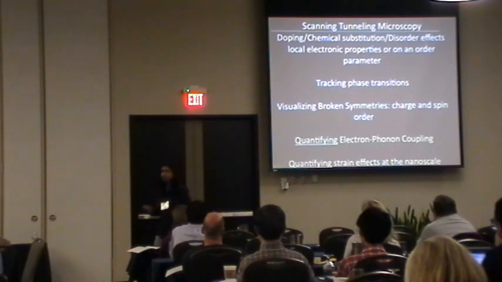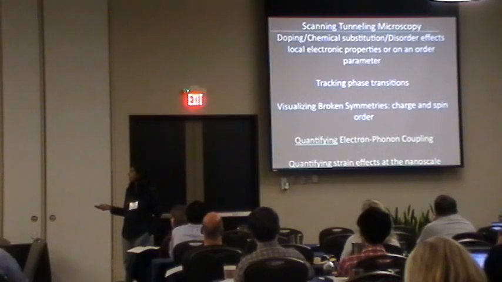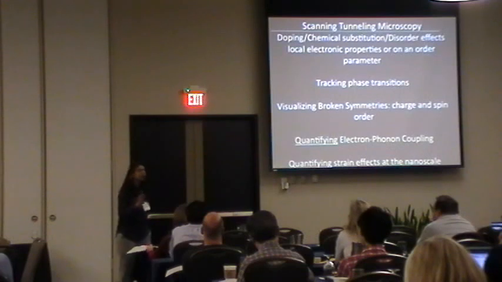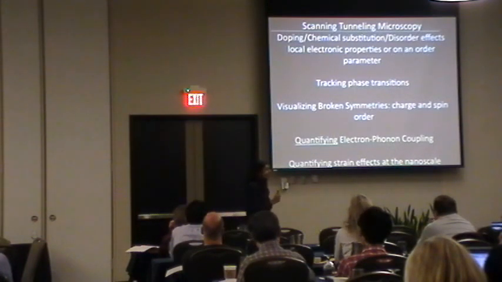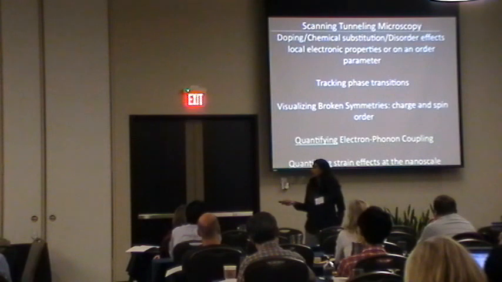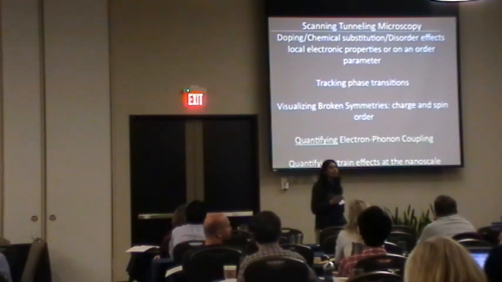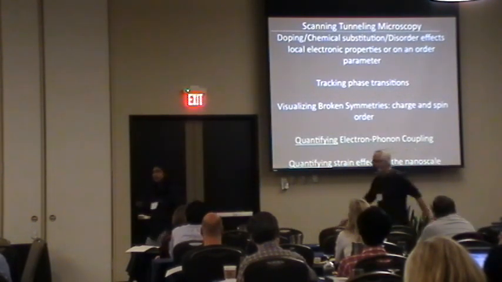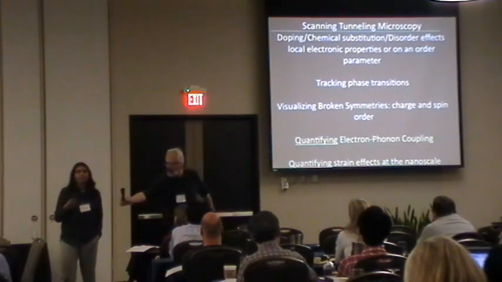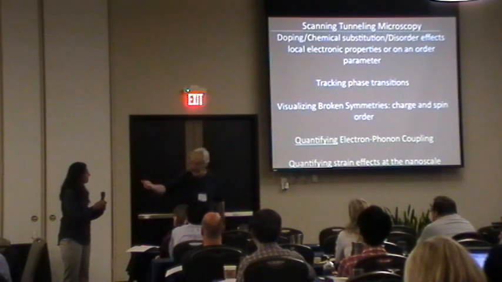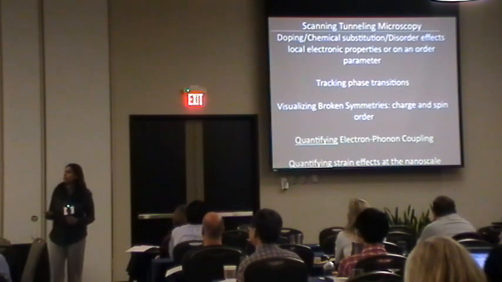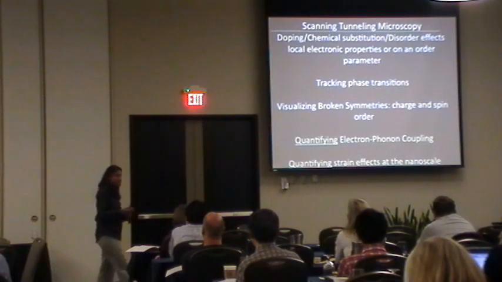But what I'd like to talk about today is how you can use the scanning tunneling microscope to get quantitative information on two different things. One is electron-phonon coupling, and the other is strain. By strain, I mean the strain tensor. We can actually measure the strain tensor at the nanoscale. But not only can we measure the strain tensor, we can also, at the same time, study the effects of strain on the microscopic or nanoscale electronic properties.